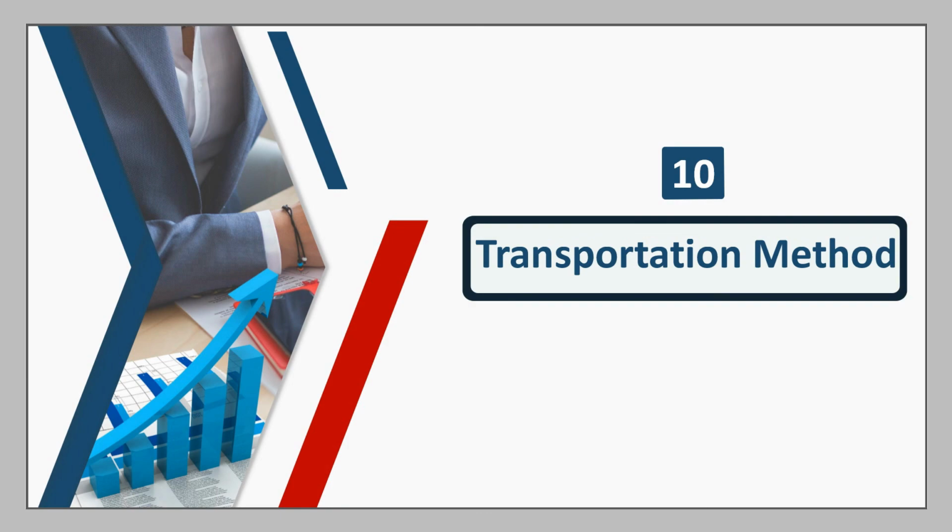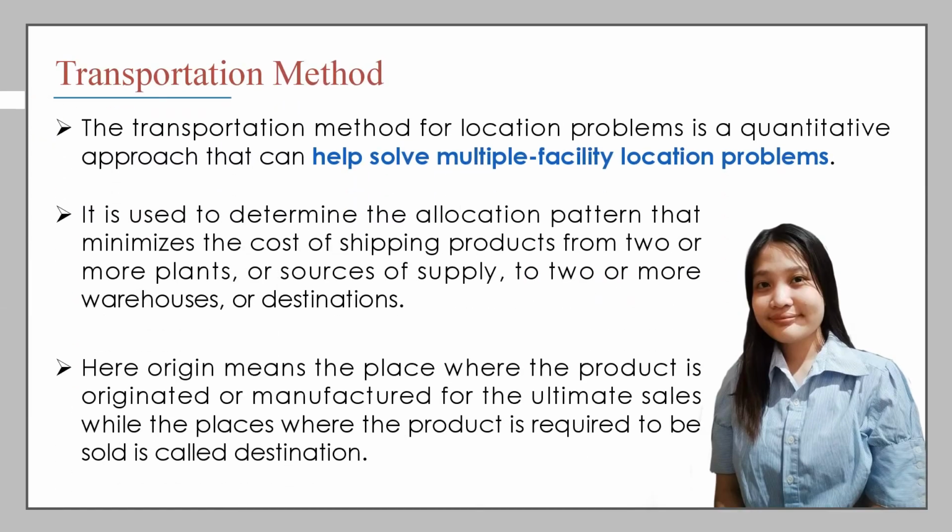Transportation method. The transportation method for location problems is a quantitative approach that can help solve multiple facility location problems. It is used to determine the allocation pattern that minimizes the cost of shipping products from two or more plants or sources of supply to two or more warehouses or destinations.